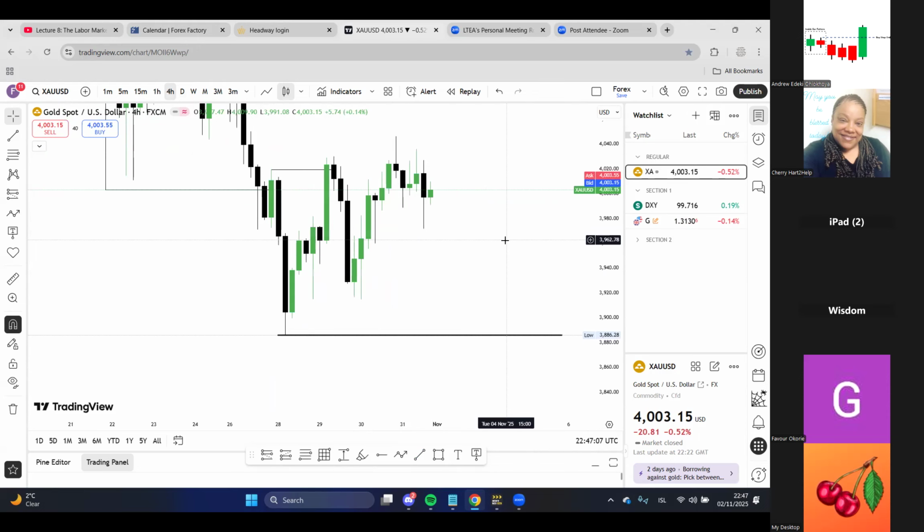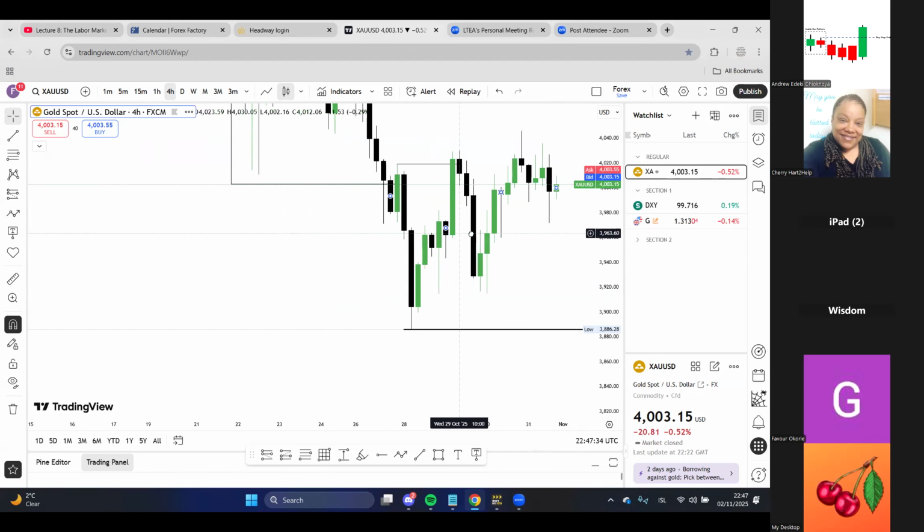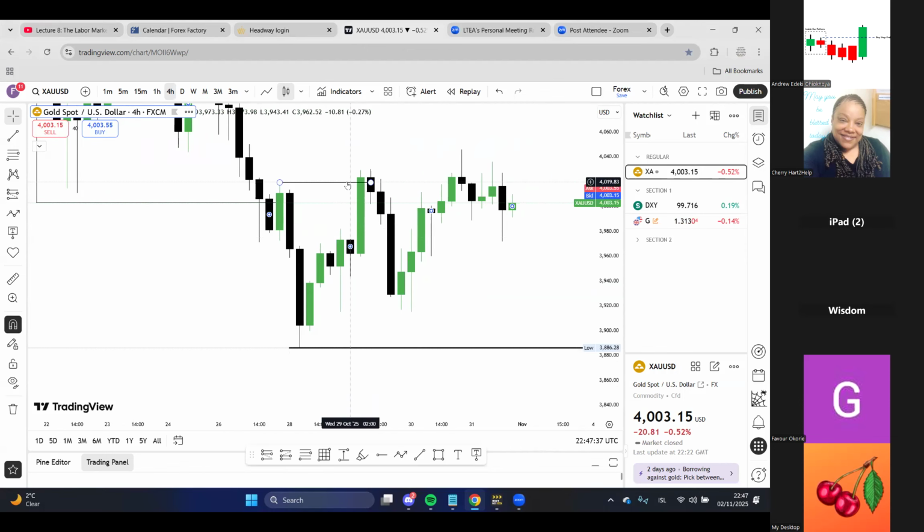For me, I know Jackson, you did ask one question, like, am I using wicks or the body? Wisdom asked, am I using the body or the wicks? I can use both. It doesn't matter. I use body mainly, but I can use both. So from here, you can see both the body and the wick. It tells us that price is going higher.